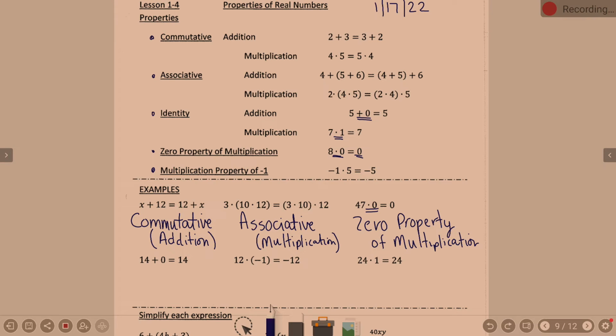14 plus 0 equals 14. It's addition. No, how do you say that second dot?